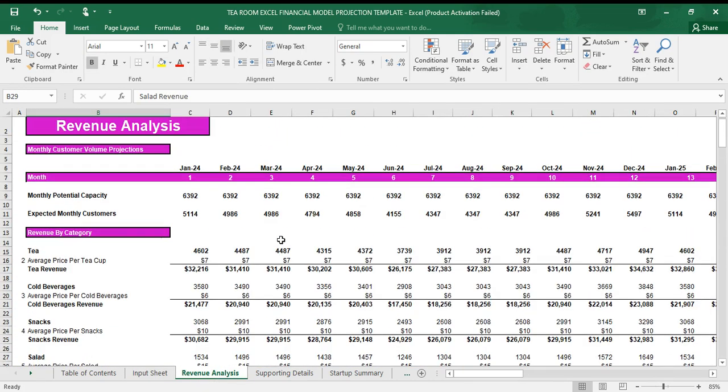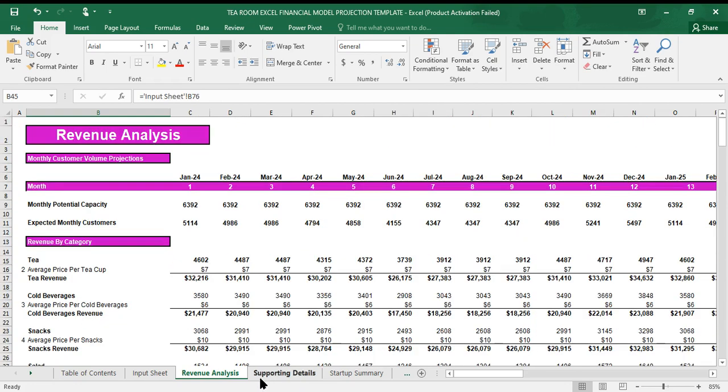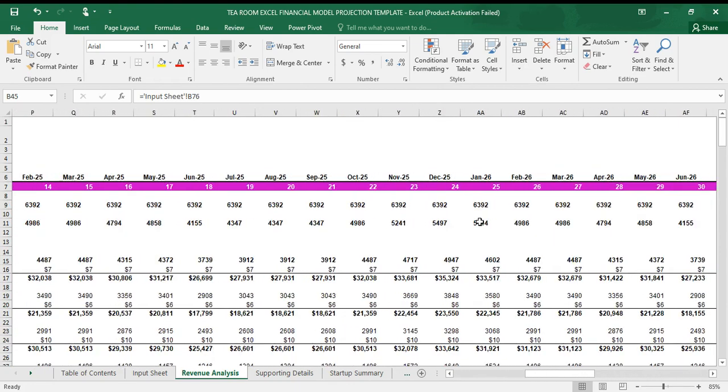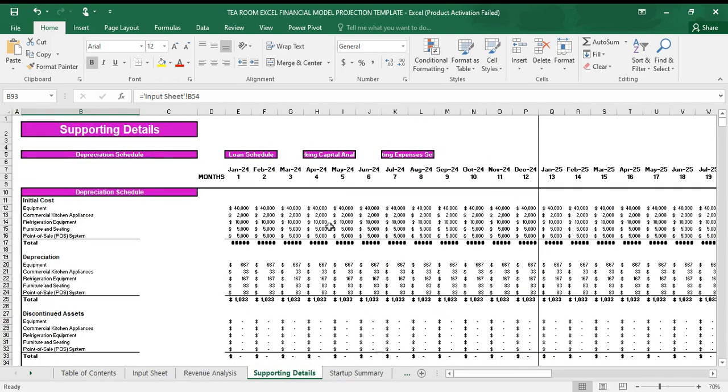Next is the revenue analysis sheet. Here we have included a customer projections schedule and then the revenue being generated from each of the products and the cost of goods sold. You have to note that this is a 60-month projection model, which means the total number of years in this model is 5. This is a supporting details sheet where we have included all the major expenses of the business.